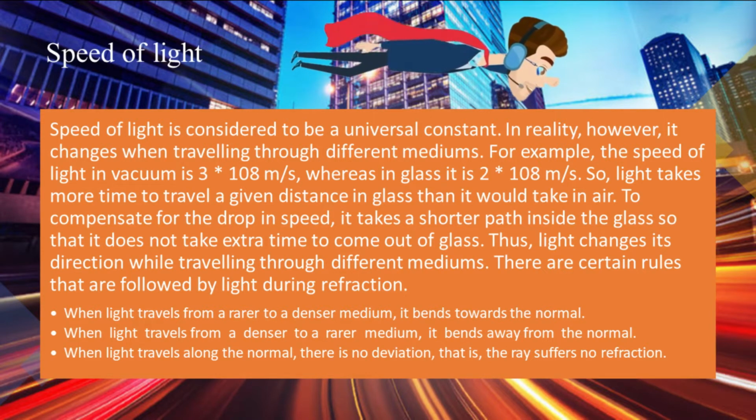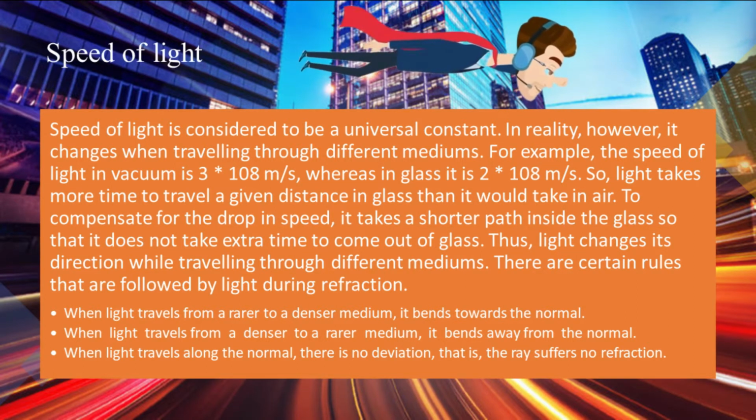To compensate for the drop in speed, it takes a shorter path inside the glass so that it does not take extra time to come out of glass. Thus, light changes its direction while traveling through different mediums.